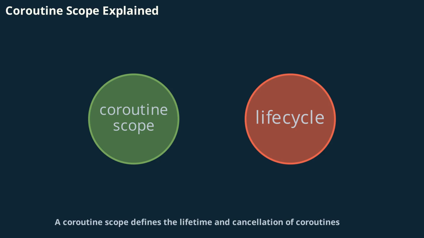A coroutine scope defines the lifetime and cancellation of coroutines. It provides the context in which a coroutine runs, often tied to the lifecycle of a component like an activity or view model. Managing coroutine scopes ensures that coroutines are properly canceled when no longer needed, preventing resource leaks and improving app stability.